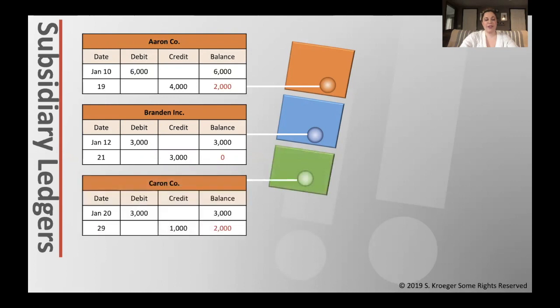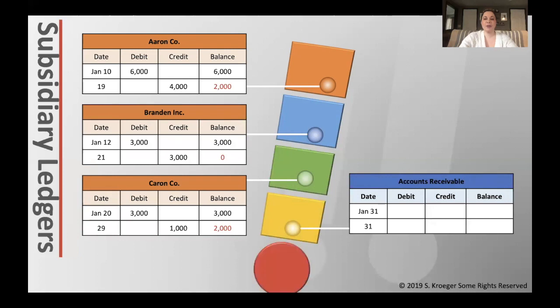Lastly, we have Care & Co. On the 20th, they owed us $3,000, so that's the balance. On the 29th, they paid off $1,000, so by the end of the month, they only owe us $2,000. What we need to do is at the end of the month, update the main control accounts.